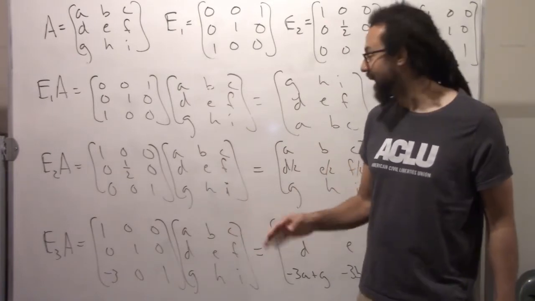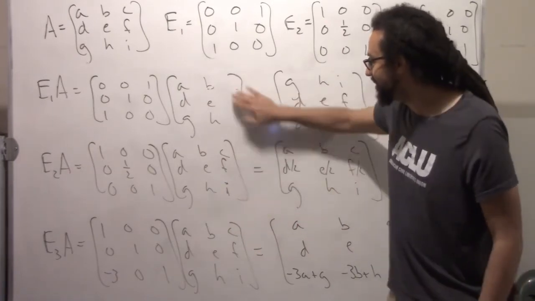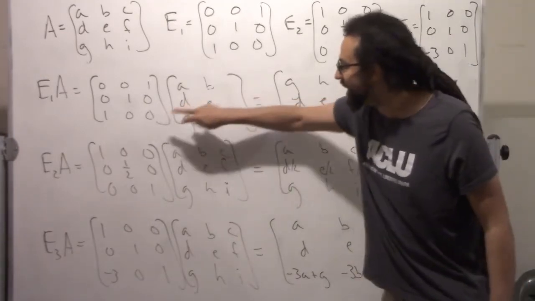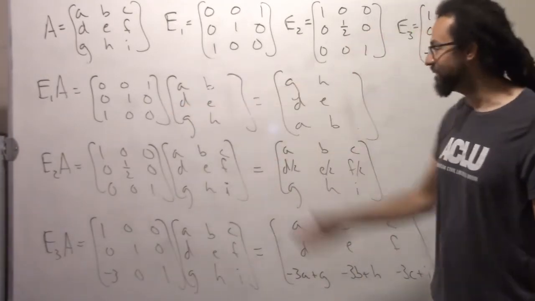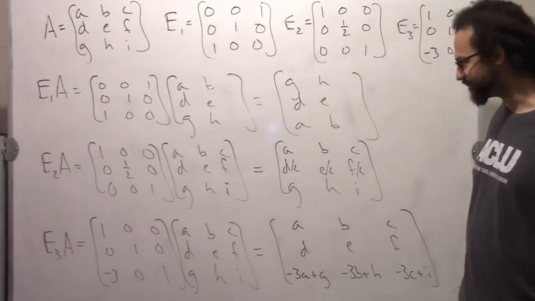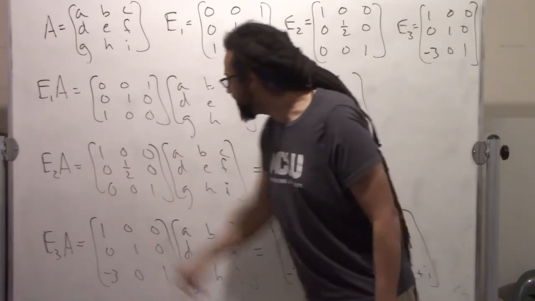Doesn't matter how many columns. We could have done this, same thing, right? So this still will interchange rows 1 and 3. If there were 4 columns, it would still interchange rows 1 and 3. Doesn't matter. What is E2?